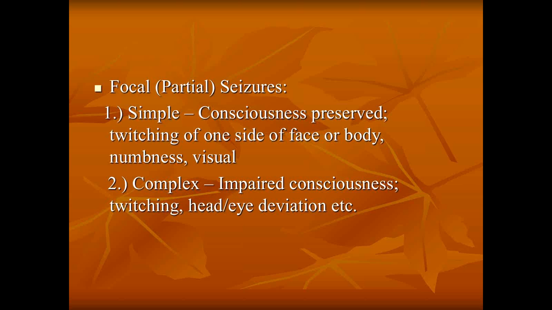In complex partial seizures or complex focal seizures, there's an impairment of consciousness. They don't lose consciousness, but they're impaired. If they're speaking, the speech is incoherent and it's not making sense. They can have twitching of one side of the body. Often there's head or eye deviation depending on which part of the brain the seizure is originating.